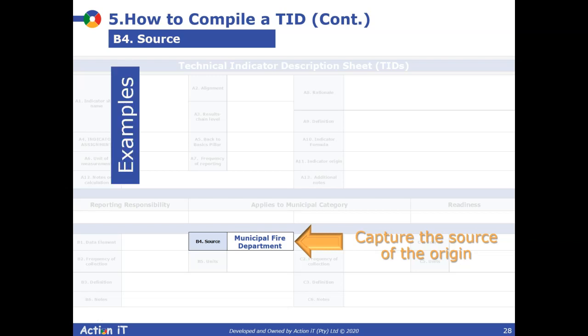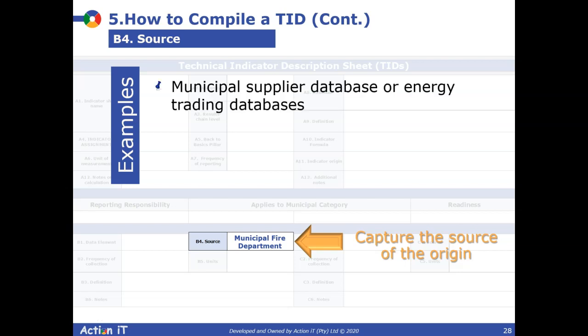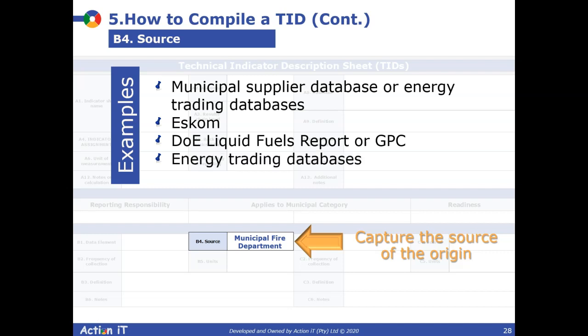Other examples of sources for other data elements could be municipal supplier database or energy trading databases, ESCOM, DOE liquid fuels reports or GPC, or energy trading databases.